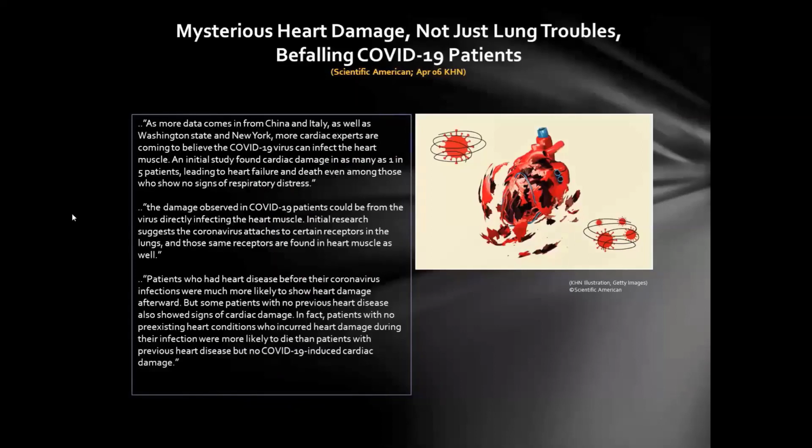So let's just move quickly into this. We're actually almost even wrapping up soon. So this came out like 3 days ago. This is April 6th. And this is from the Kaiser Health System. I don't think the hospital, but from the Health Network, yes. Published in Scientific American. And the title's Mysterious Heart Damage, Not Just Lungs, Are Befalling COVID-19.